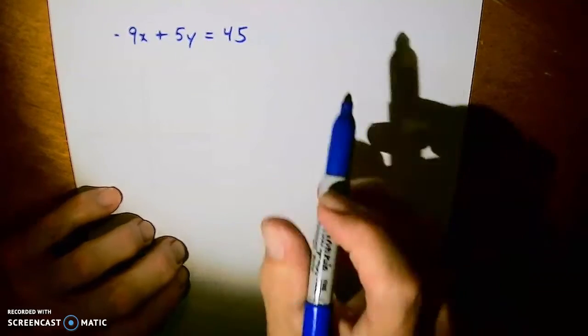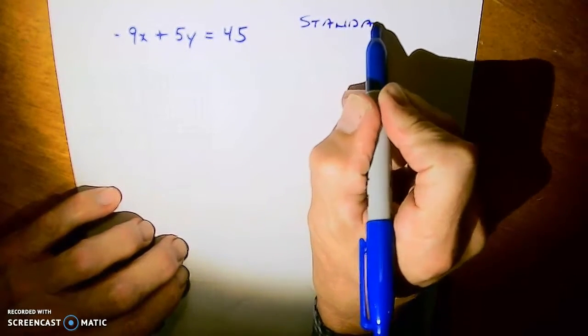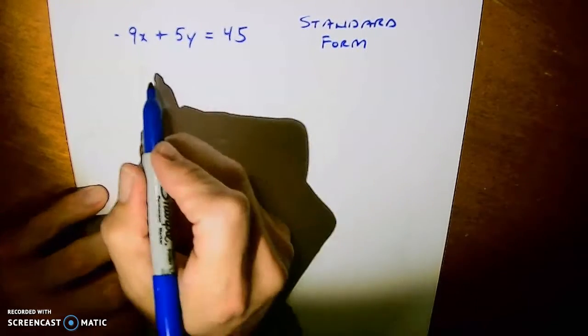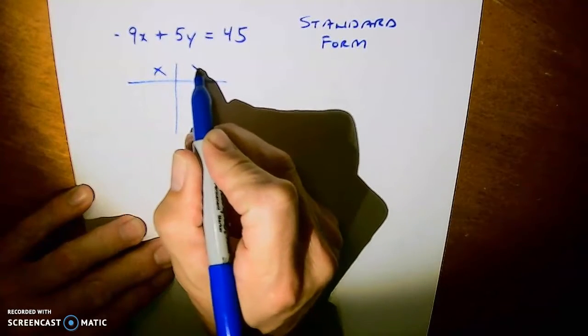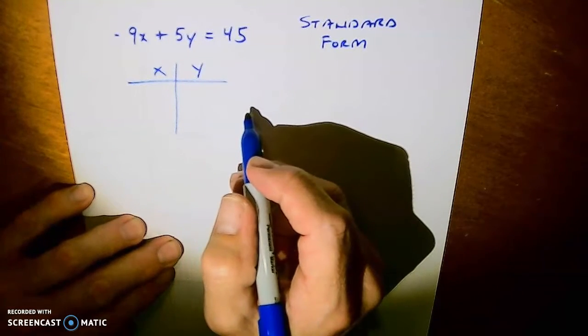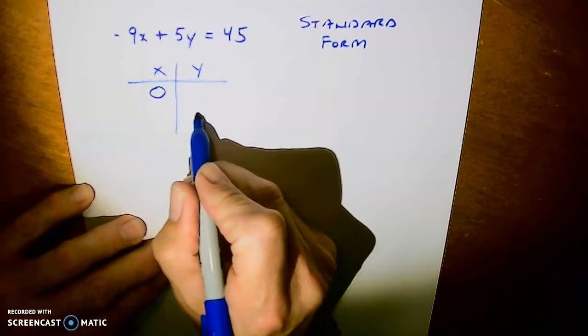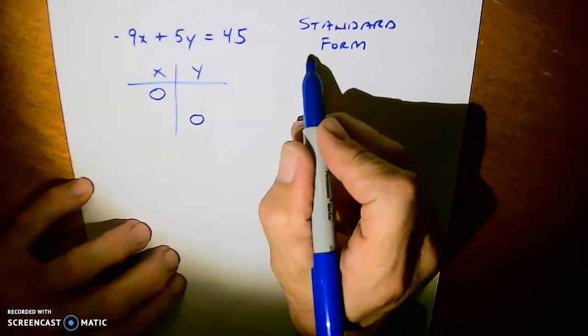Alright, this is a typical linear equation. If you remember, in standard form, we will graph this by setting up a table, and actually what we're going to find are the intercepts. We are going to find the value of y when x is 0 and the value of x when y is 0. So let's work through those two.